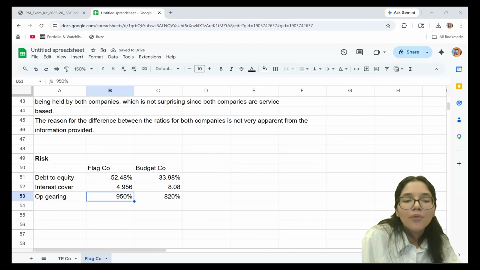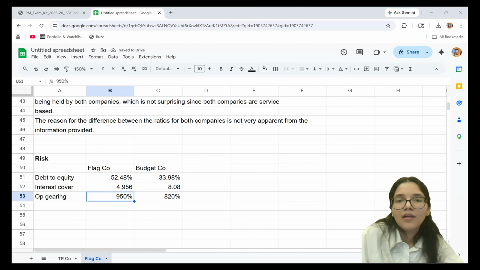Then if you talk about operating gearing, again, who is better, Flag company or Budget company? Looking from the operating gearing perspective, who is better? Again, Budget company is better.